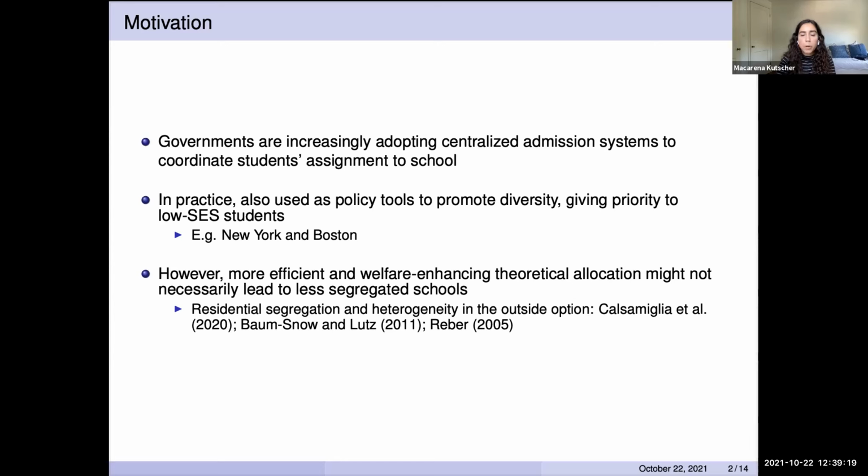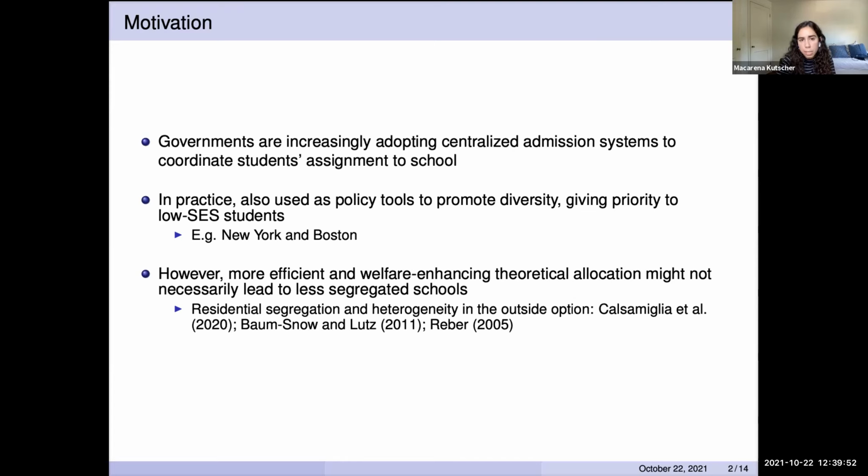In particular, recent evidence has highlighted that the existence of residential segregation and heterogeneity in the outside option have the potential to drive the opposite results. So for example, this recent paper by Caterina Calzamiglia and others shows that preferences for nearby schools can increase segregation levels across schools if low-income families care more about proximity to school than about school quality.